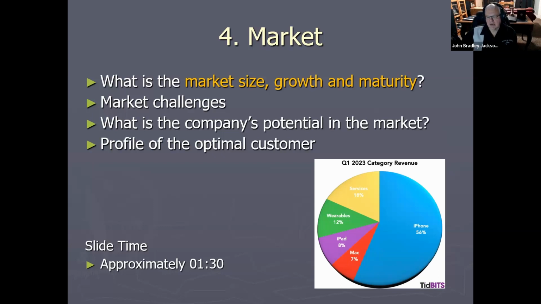One of the things that I like is an optimal customer persona. And you say, this is who we're selling to. This is what the person looks like. This is where they live. This is what they eat. This is how we can help them. A minute 30.